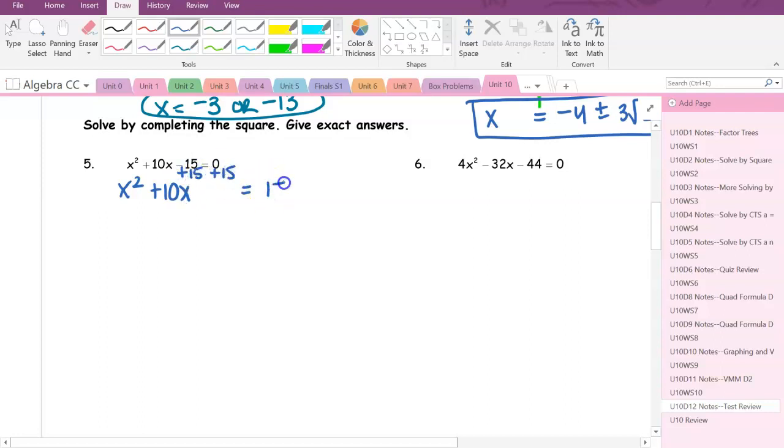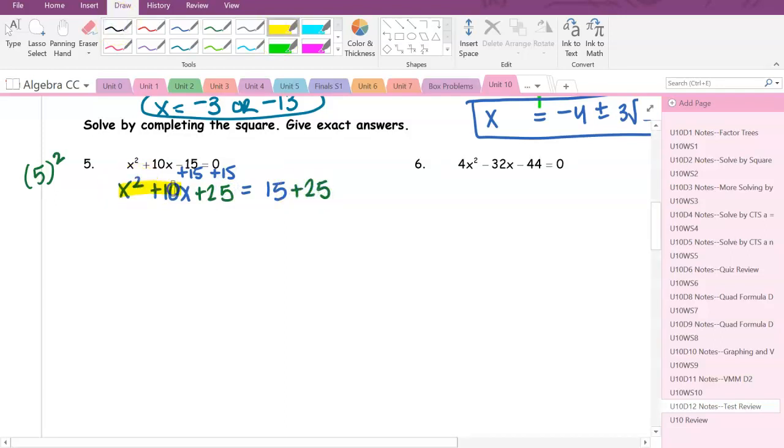And it might help to leave a little space right here, because now what we're going to do is complete the square. So we take our b value, which is that 10, we're dividing it by 2, which gives us 5, and then we're squaring it, which gives us 25. And we are going to have to add that to both sides.